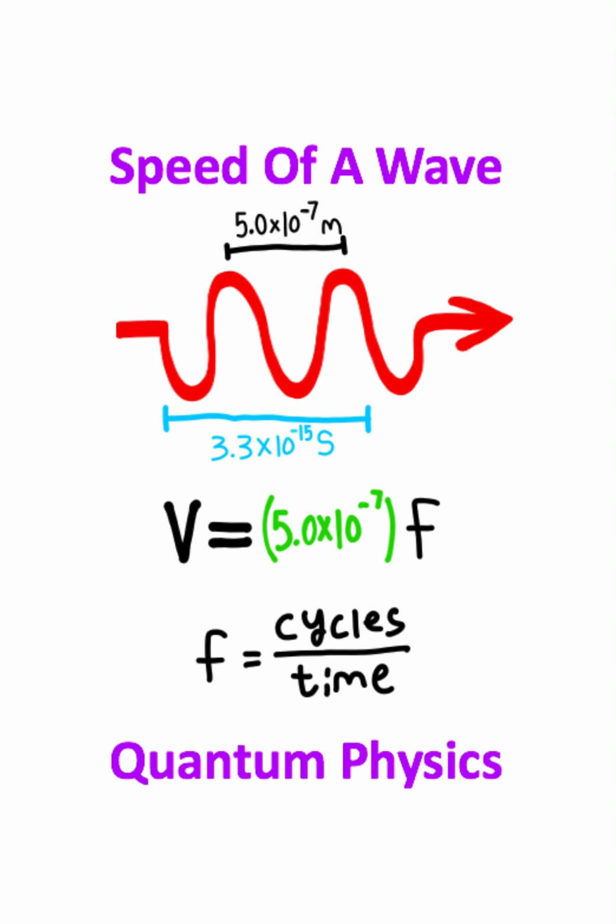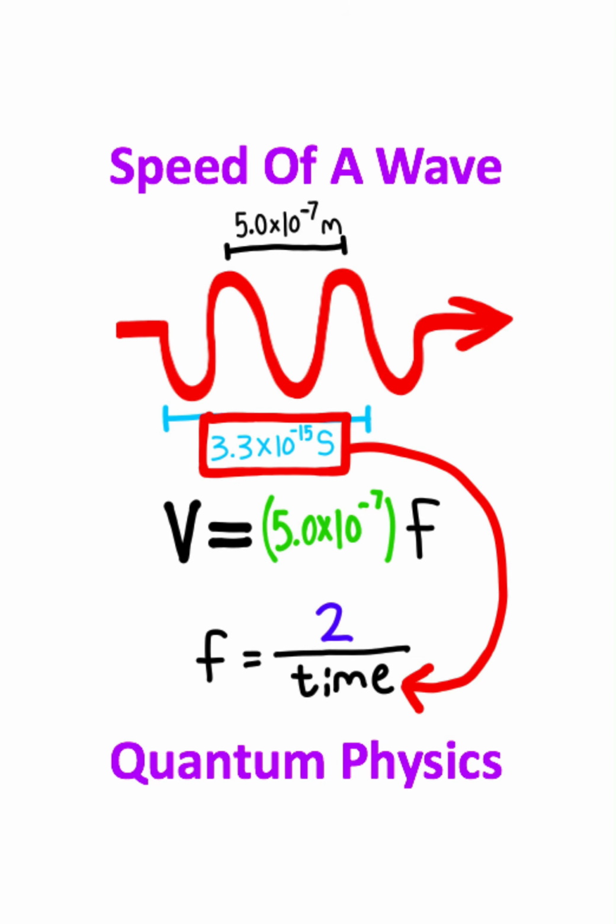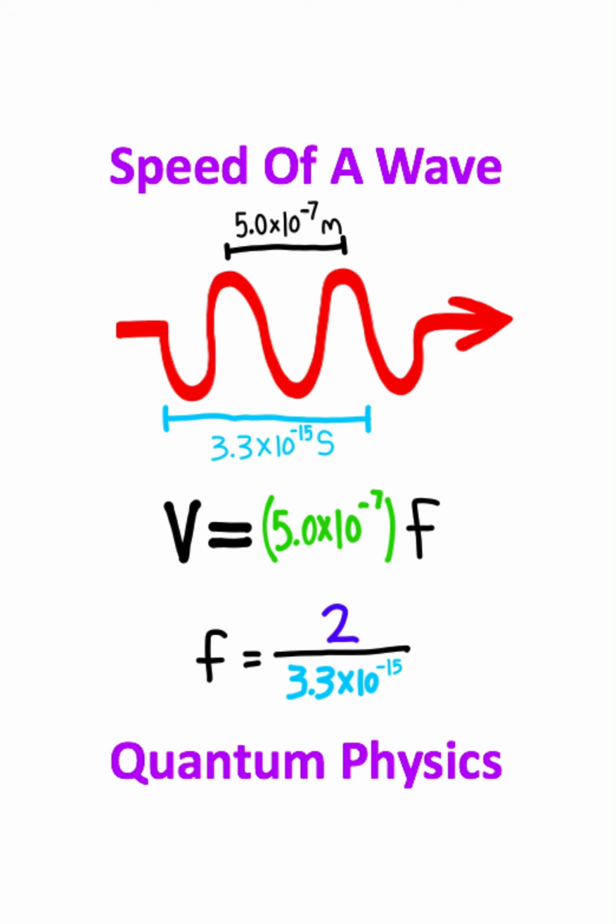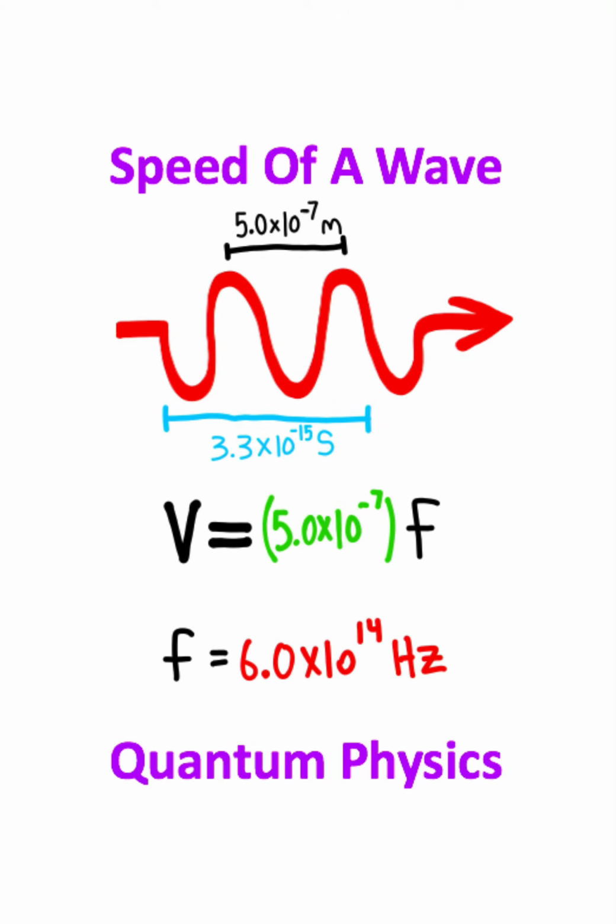Frequency is the number of cycles per time of our wave. And as we mentioned before, this wave cycles 2 times in this given amount of time. So what we can do is plug in 2 for the number of cycles right there, and for our time we can just plug in this number right here. And evaluating this fraction, you should end up with 6.0 times 10 to the 14 hertz.